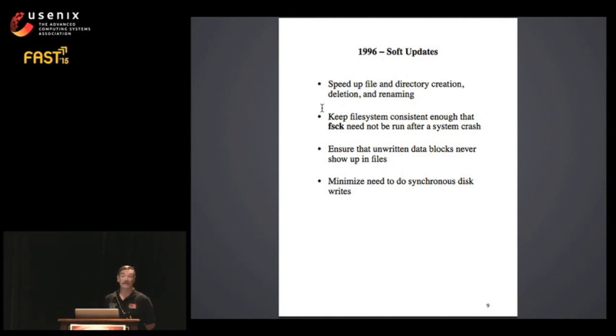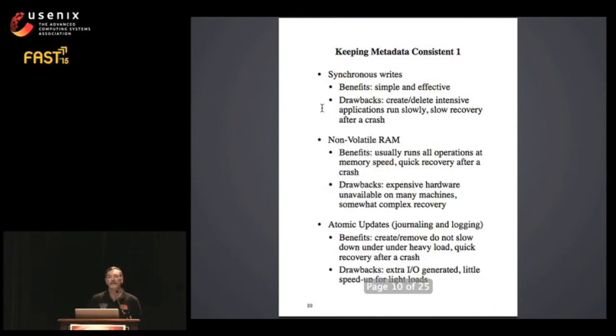So there were a number of techniques. I'm going to go quickly through them here for dealing with this. Soft updates is just one of them. The idea is that you want to keep the file system consistent enough that, in this case, you don't even need to run FSCK after a crash. And you also want to ensure that you never have unwritten data blocks showing up in files, which was common up until this era. And obviously, you want to minimize the number of synchronous disk writes that you need to do. So, how do you keep the metadata consistent?